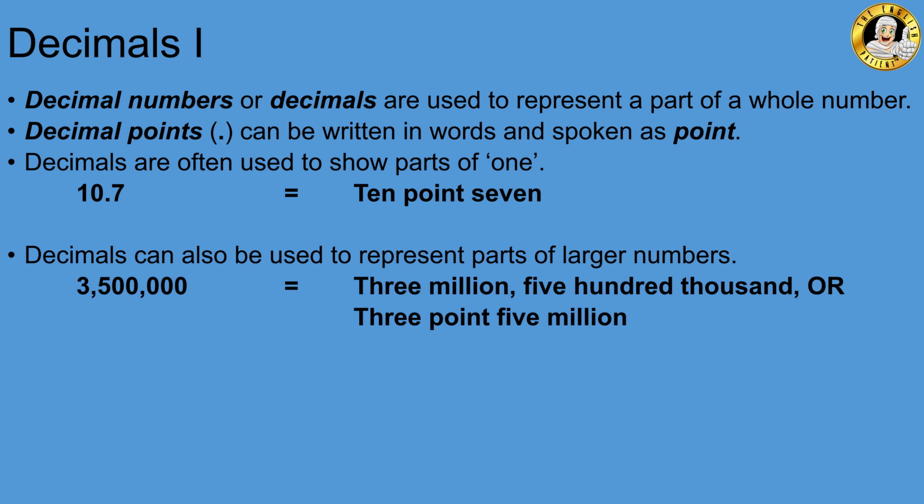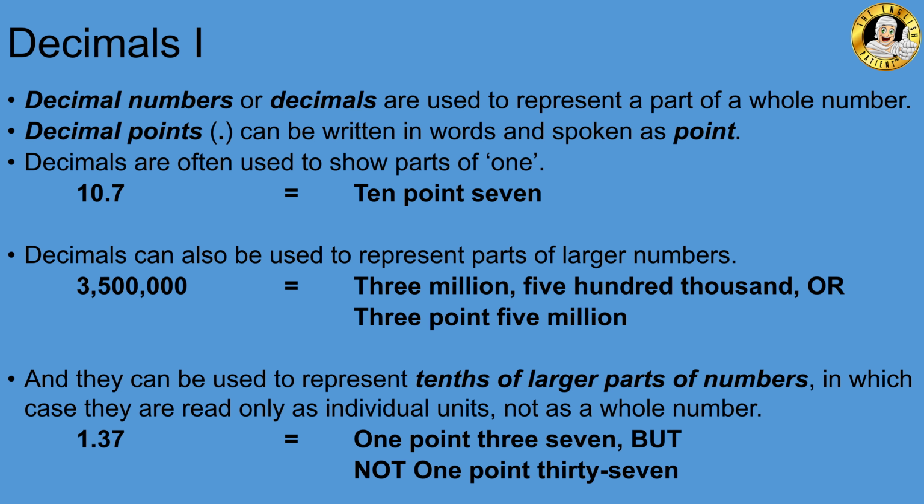Decimals can also be used to represent parts of larger numbers. For example, 3,500,000 could be read as 3.5 million.